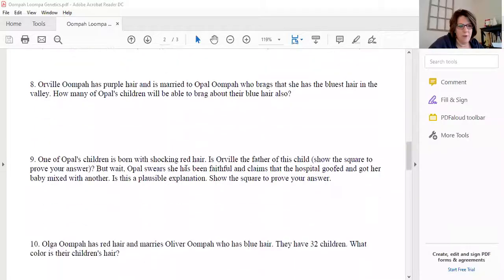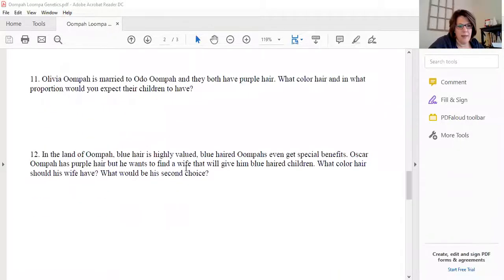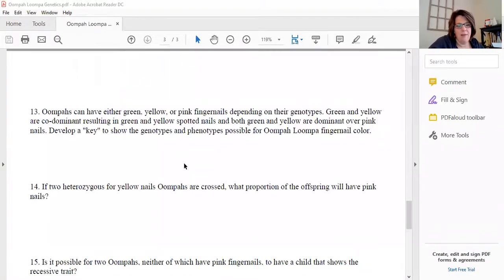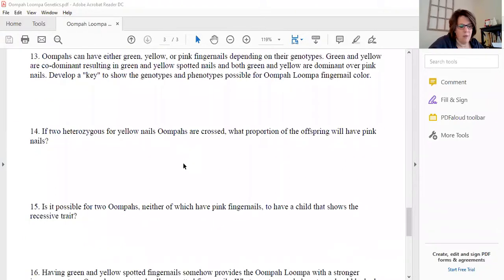All right. Let's go ahead and jump back to the questions here. You're going to use that key for number 8, 9, 10, 11, and 12. And then starting with number 13, we have another scenario here.